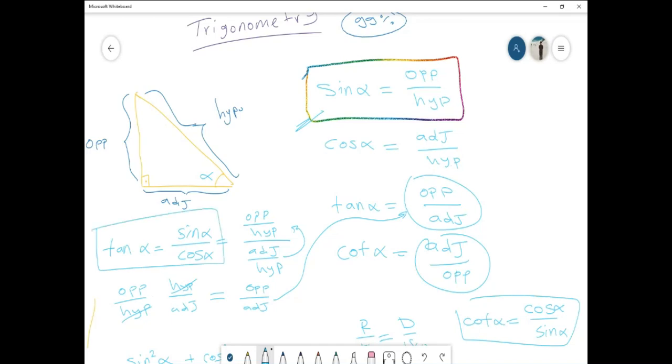So basically, cotangent is also equal to cosine of that angle divided by sine of that angle. Okay, and tangent is sine over cosine, and cotangent is cosine over sine. That means tangent alpha is equal to 1 over cotangent of that angle. Reverse of it, okay?